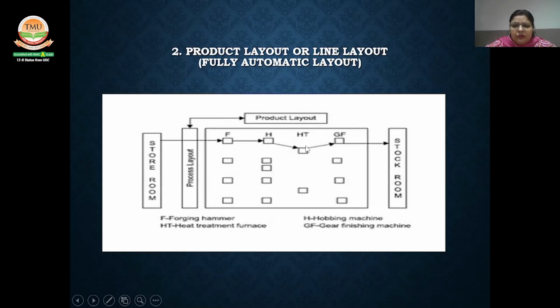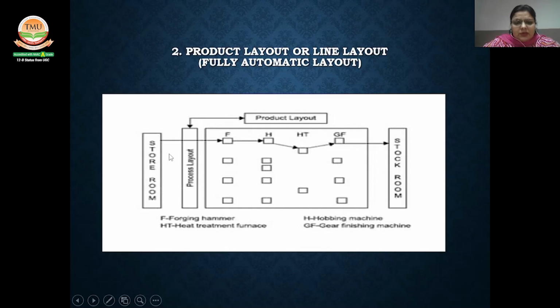heat treatment furnace. After the overall heating, or we can say after the total heating of this material, the warmed-up material goes to the gear finishing machine. After the gear finishing machine, the raw material is converted almost into a finished good, and we can send it to the stock room. This is a stock room, or we can say this is a warehouse. Okay, so in the warehouse our products are procured.